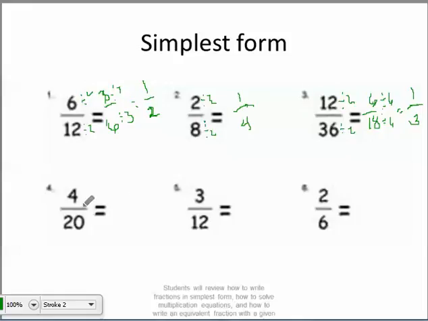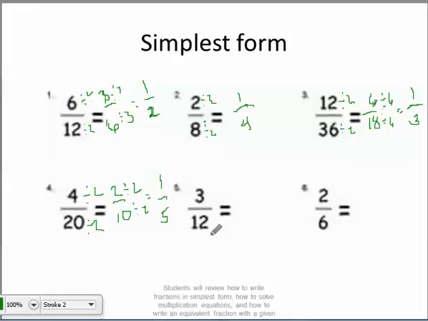I recognize even numbers pretty quickly, so I like dividing by 2, and it's easy to do. You know what I'm saying? So that's where I get 2 over 10 in this situation. They're still even, so I can divide by 2 again. And what do I get when I do that? I get 1 over 5.